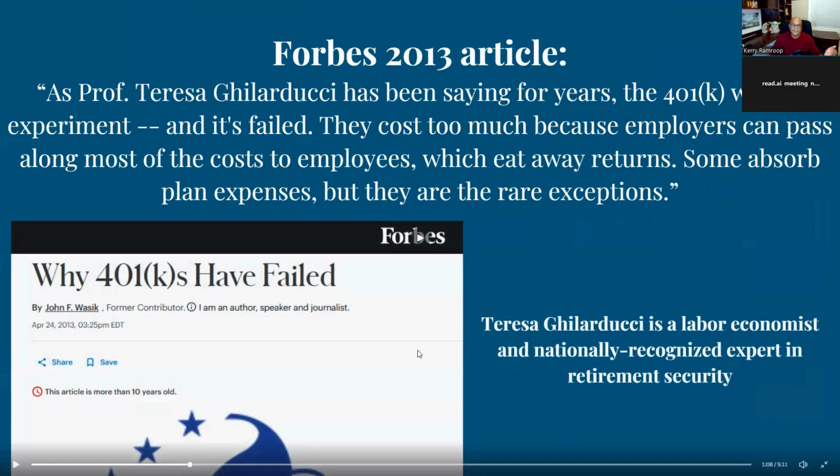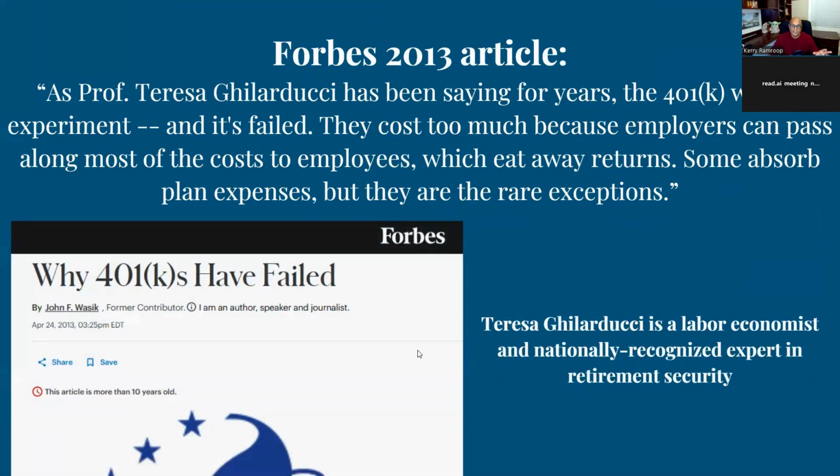So Forbes magazine, in a 2013 article, interviewed someone. Her name is Teresa Ghilarducci. I probably blotched her name, but she is a labor economist and a nationally recognized expert in retirement security. One of the things she said is that the 401k is basically a failed experiment. They cost too much because employers can pass along most of the cost to employees, which eats away returns. And that's why 401ks are pushed a lot by employers.